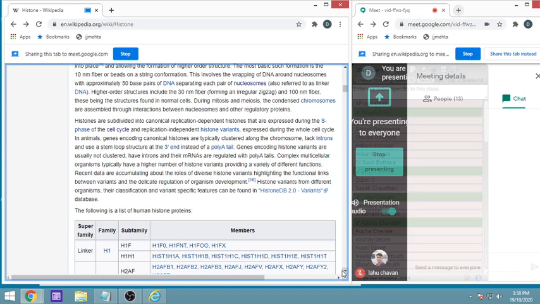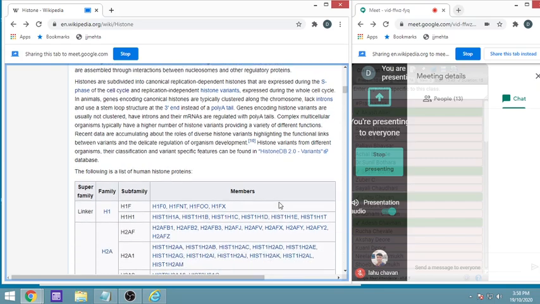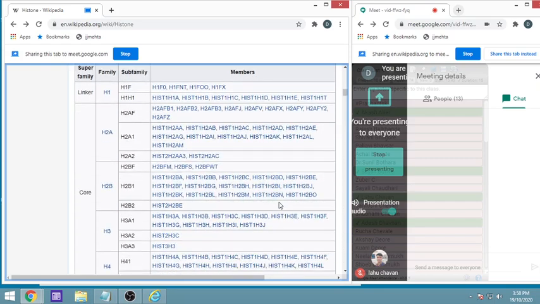So these are the complex multicellular organisms. They have a higher number of histone variants and a variety of different functions. So these are the various families. Actually, we have seen H1. So these are the families, subfamilies, and the members of the family. You need not remember each and every one of that, but you can see the linker. We have seen H1 is a linker one.